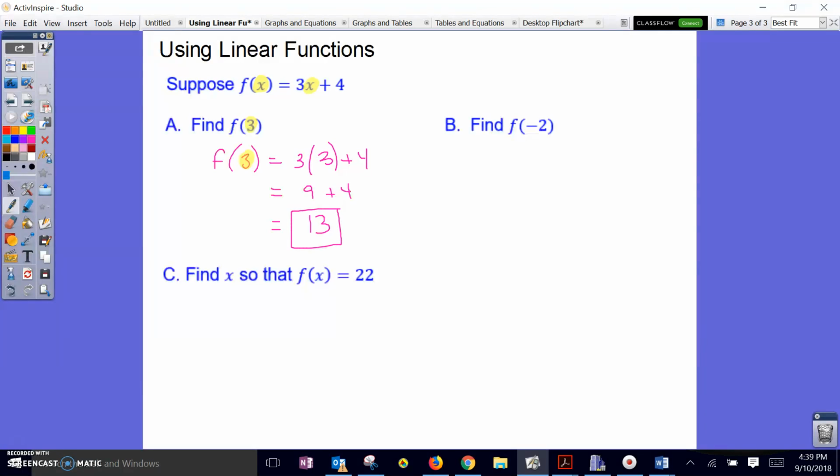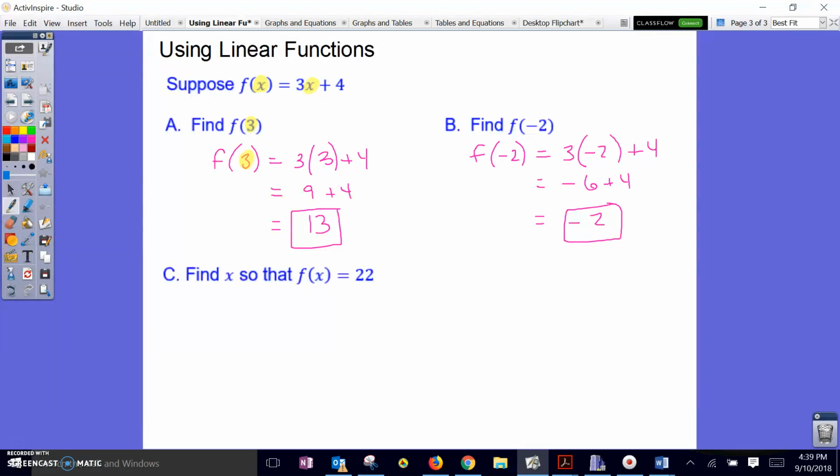I'm going to do the same thing here to find f of -2. I'm going to put -2 in here, which means I'm going to put -2 in for x, and go ahead and calculate. And there's the value of f of -2.